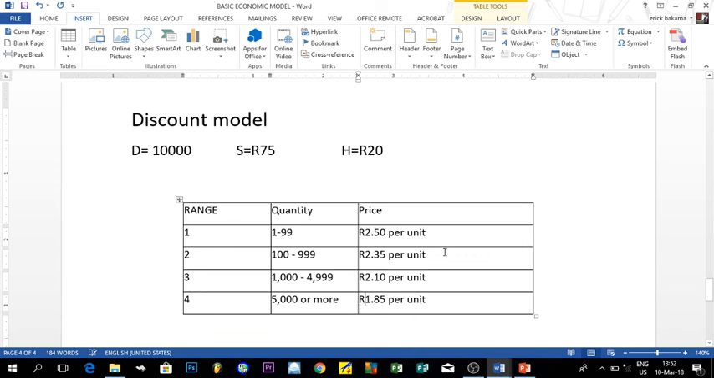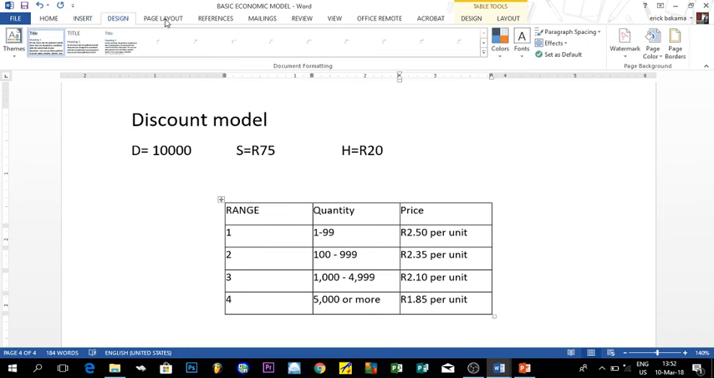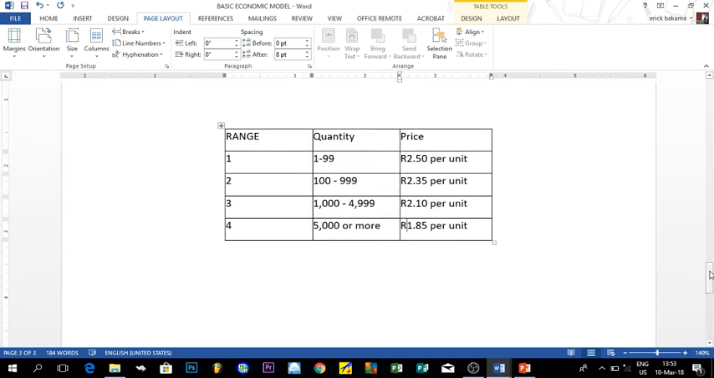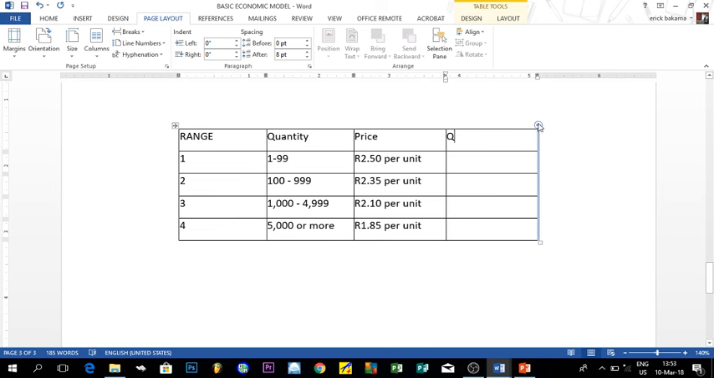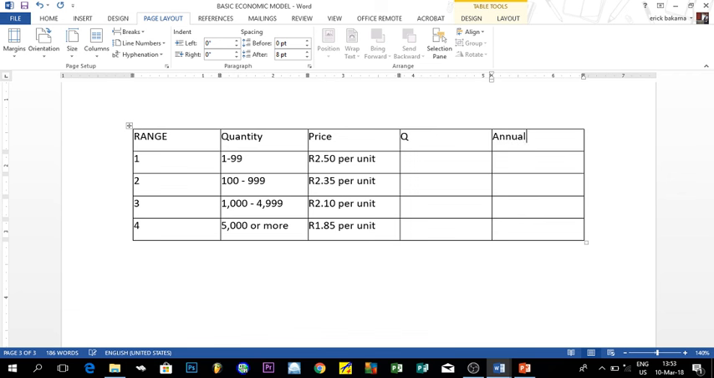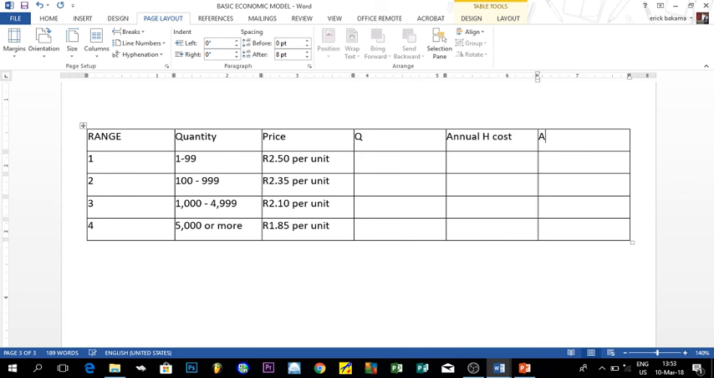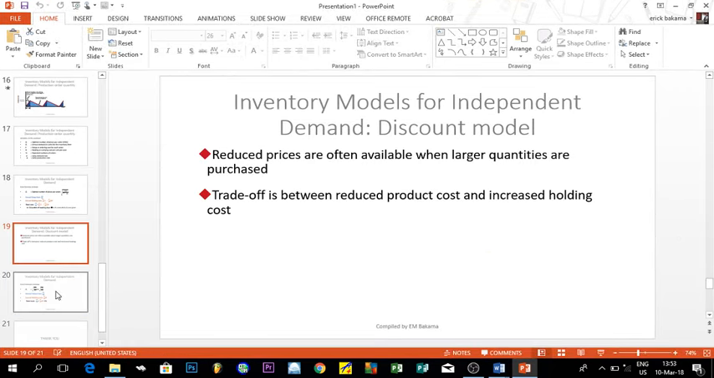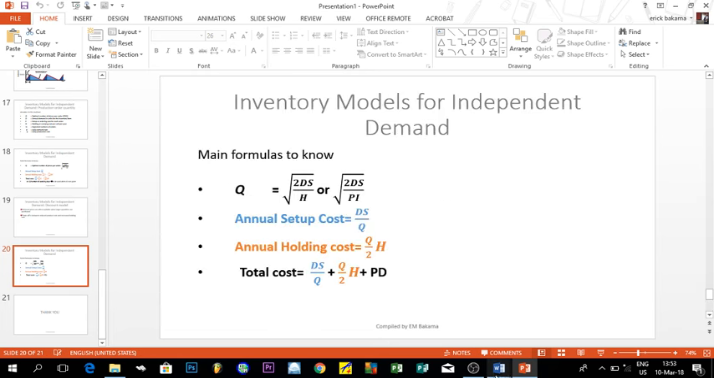Now, this is the data that you already got from the problem. So they want us to calculate Q. One way to calculate Q is, first of all, we need to find the annual holding cost and the annual setup cost, and then from there we're going to find the total cost, because we need to know which interval is the best. So the first thing that we're going to do is find a cell whereby we'll find only Q, and after finding Q, we'll find the annual H, which is the holding cost, and then the annual S cost, which is the setup cost, and finally we are also going to find the PD. Remember, in one of our formulas when we were doing the video, I was saying that for the discount model, the total cost includes the PD. This is the formula that we'll mainly use for this one.